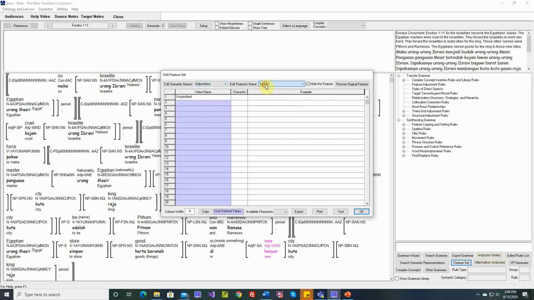Adpositions don't have any features. Conjunctions don't have any features. Phrasals don't have any features. An example of a phrasal is something like, I am who I am, when God's talking to Moses and he says, I am who I am.